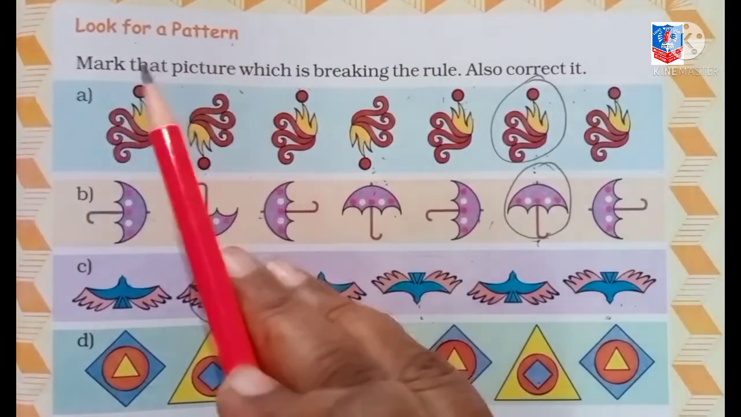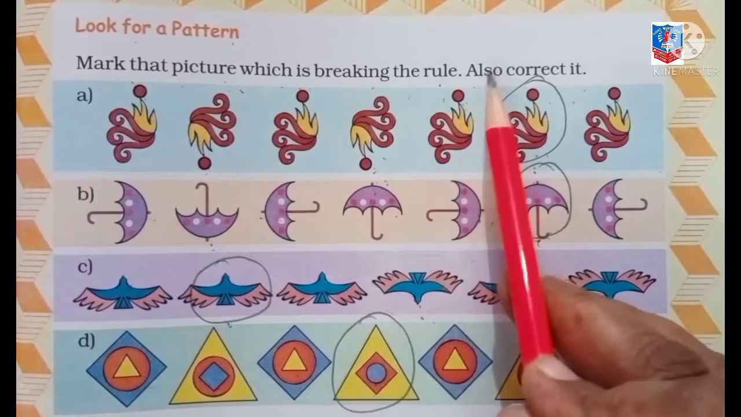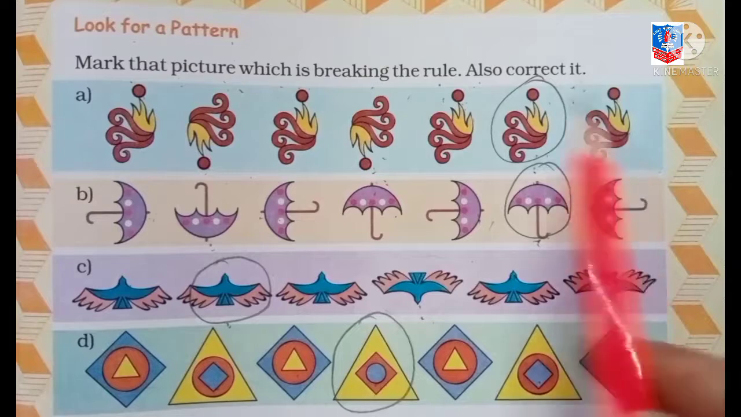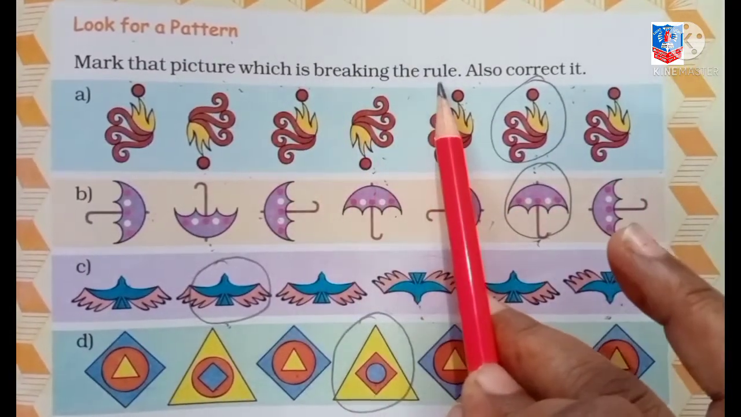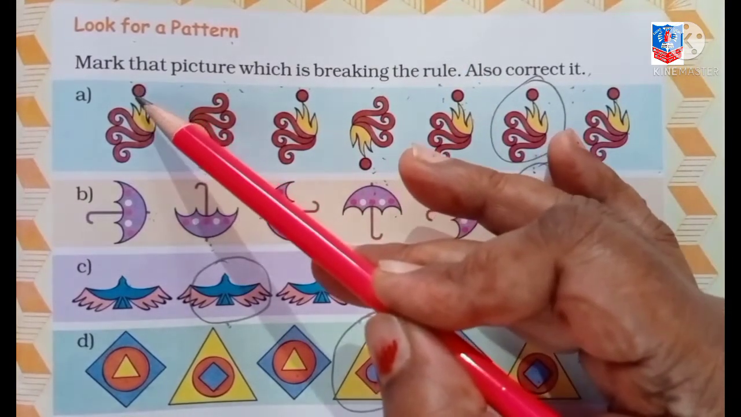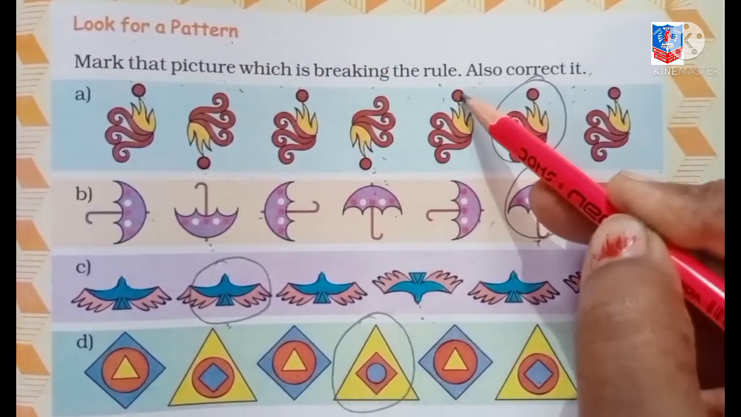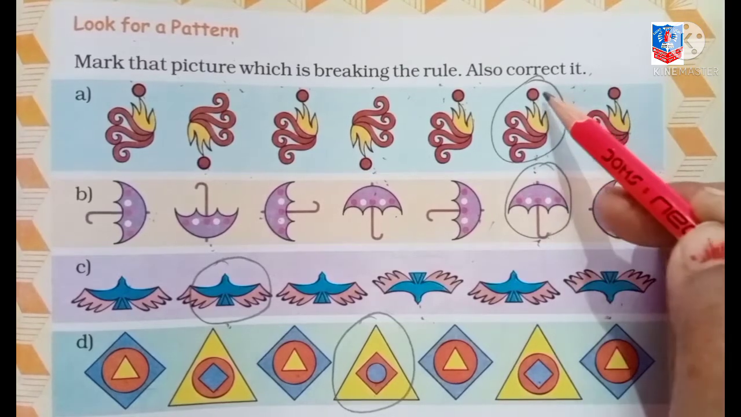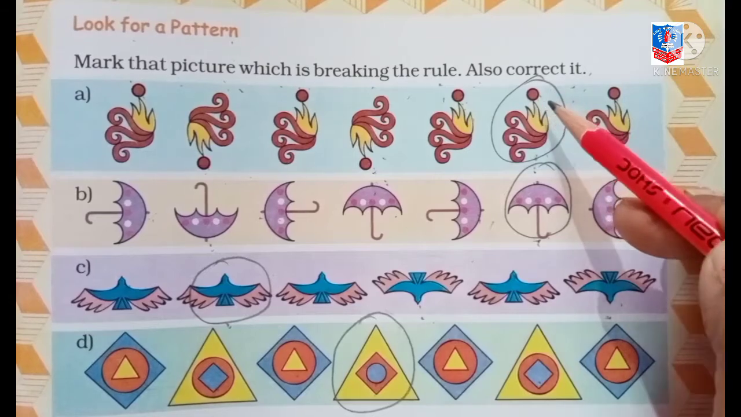Look for a pattern. Mark the picture which is breaking the rule. Also correct it. Now some pictures are given here. You have to mark the picture which is breaking the rules and also correct it. Now see this one. Up, down, up, down, up. Now see here, here it should come down, but here it is up. That means this figure is breaking the rule.